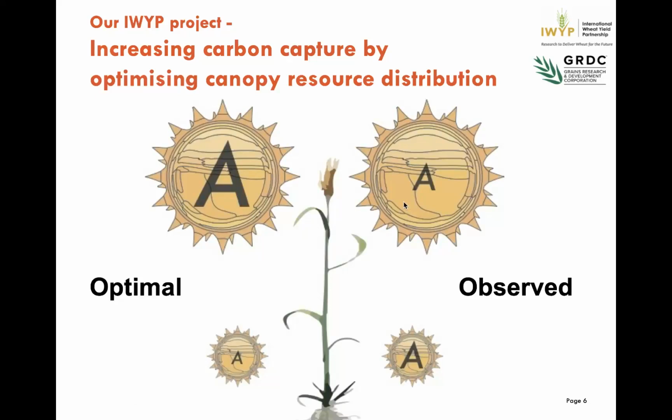On the left here, we have what we would ideally like all wheat to be. The A signifies photosynthetic resources, and the sun is the light level at the different levels in the canopy. So as you can see, we have quite a lot of light at the top of the canopy and lots of photosynthetic resources. As we move down the plant, we have less light, and we should, in theory, have less photosynthetic resources. However, as you can see on the right here, we generally don't see that in the field. We normally would see too little photosynthetic resources at the top relative to the light available, and too much at the bottom.